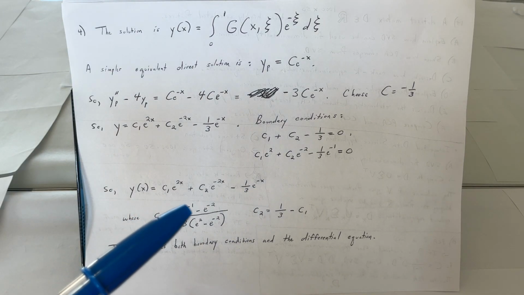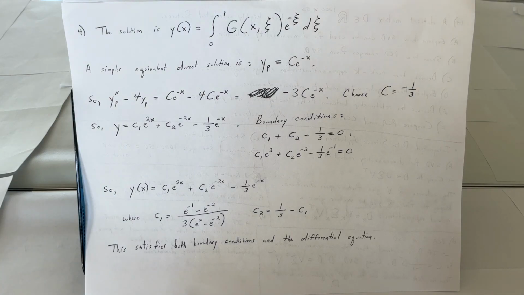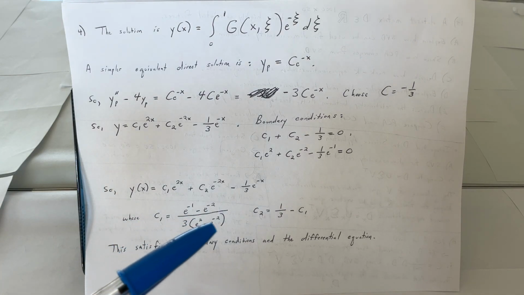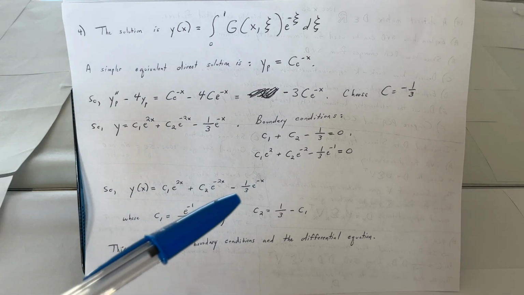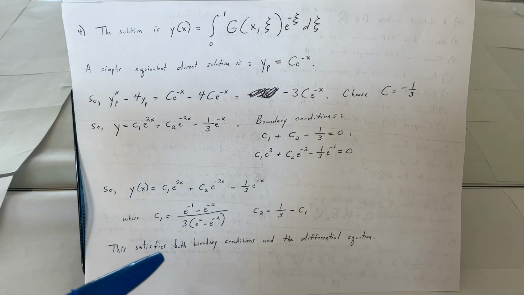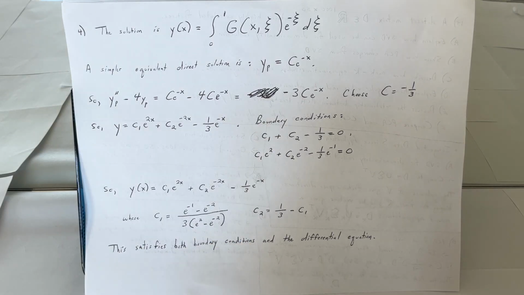Where c sub 1 equals e to the negative 1 minus e to the negative 2, over 3 times the quantity e squared minus e to the negative 2. So c sub 2 equals 1/3 minus c sub 1, and this satisfies both boundary conditions and the differential equation.